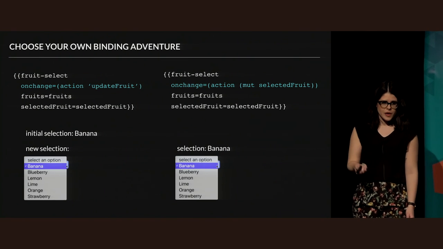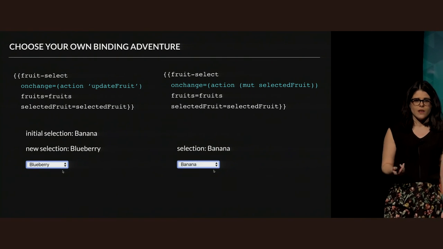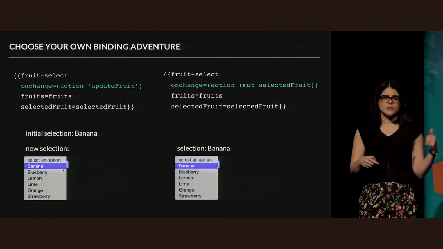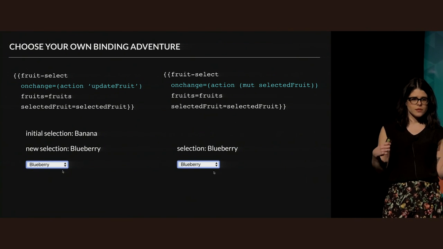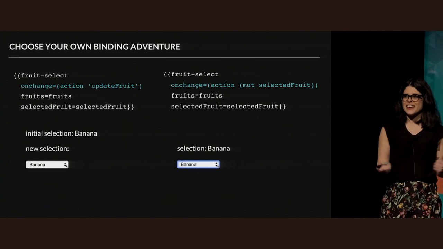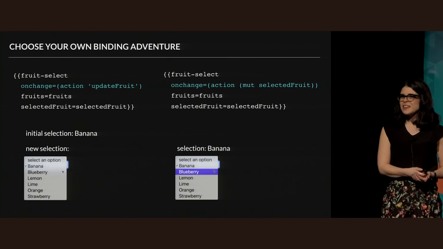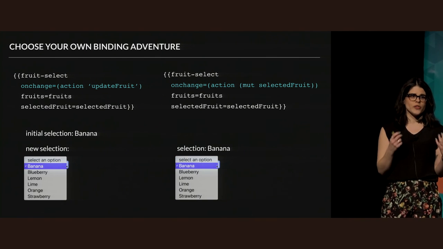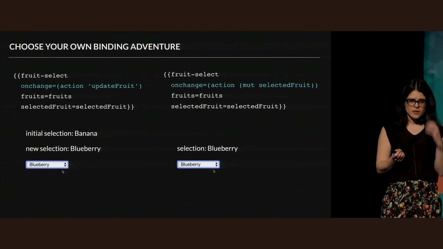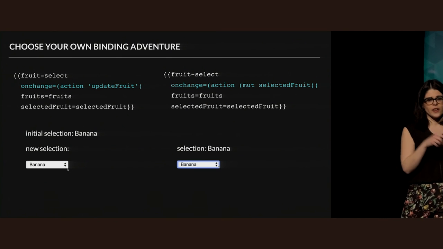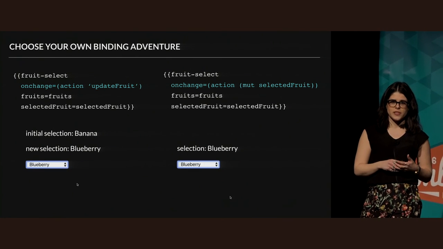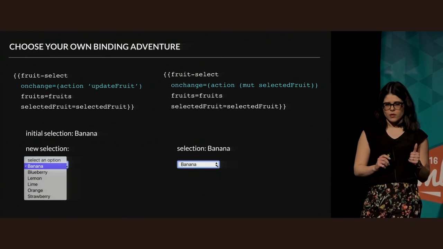Putting that together, this is a quick example of using the same component to either do a one-way or two-way binding. So I call it choose your own binding adventure. Same code in the component, but as the consumer of the component, you can choose what your data flow needs to be just by passing in either a named function or the mut helper with the value that you want to mutate. Really awesome.